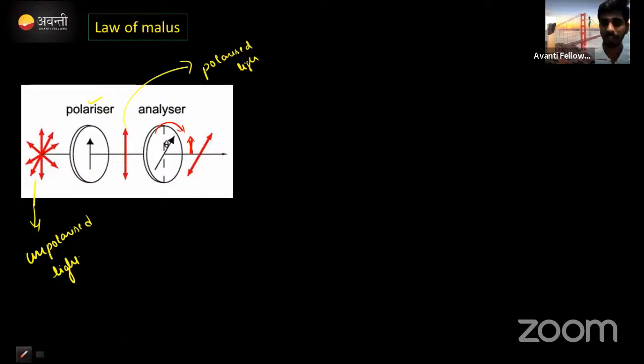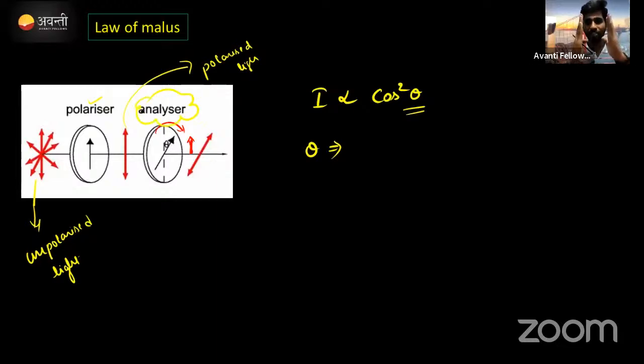How is it? See, I is proportional to the square of the cos angle. Where is this angle? We need to find out which angle it is. First look here, this is the analyzer. When they are both parallel to each other through the axis, there is no angle between them. This is the polarizer, this is the analyzer. When they are exactly on the axis, the angle between them will be 0 degree.